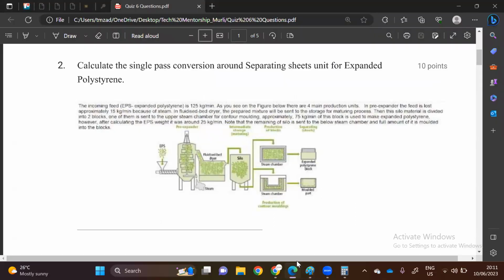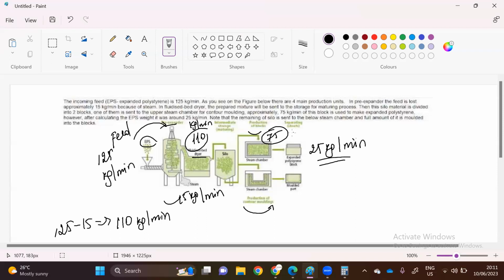It says to calculate the single pass conversion around the separating sheets unit for expanded polystyrene. As you see, there are two separating sheets. One of them is EPS, the second one is the molded part. Yes. So it's asking us to calculate this one. So let's also find this one as well.